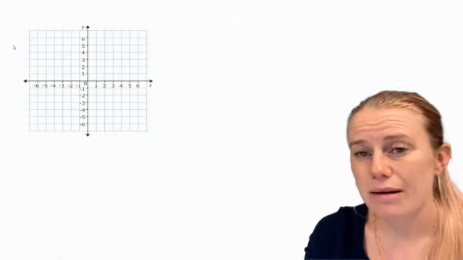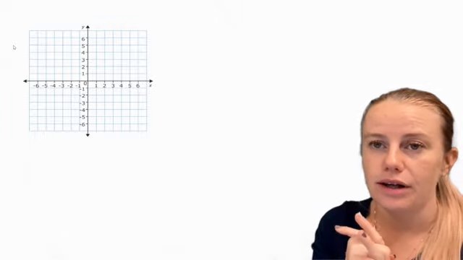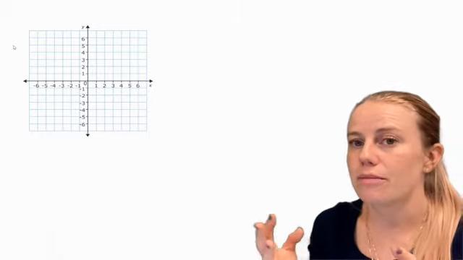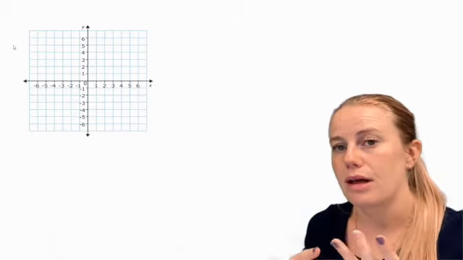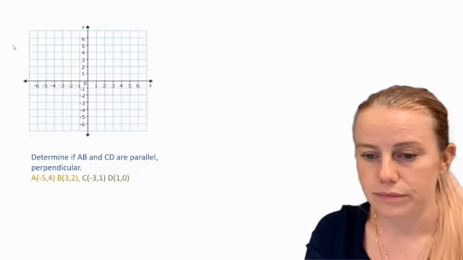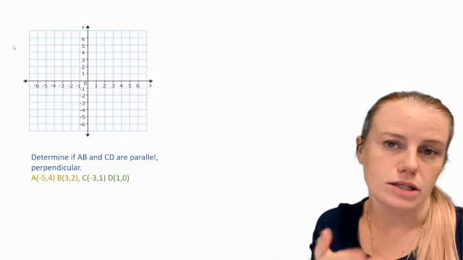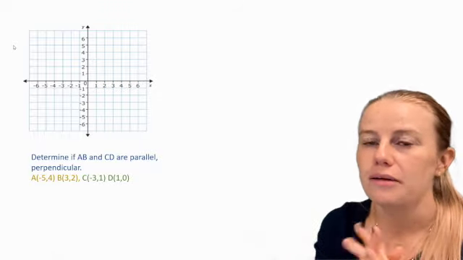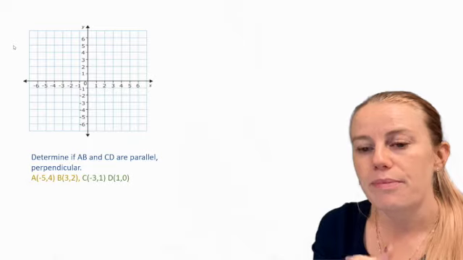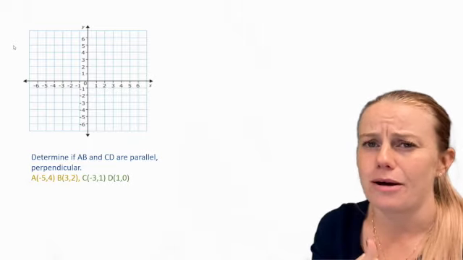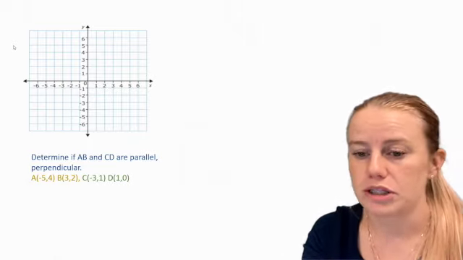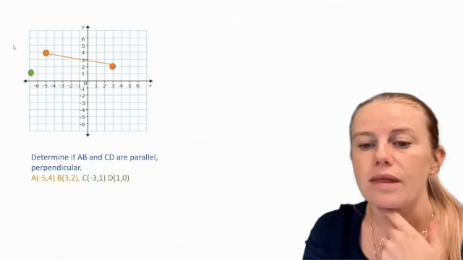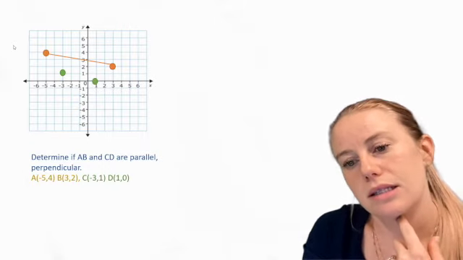So let's look at an example. What you're going to be asked is finding the slope and determining whether the 2 lines are parallel, perpendicular, or neither. So we're going to plot these 4 points, 2 for each line, and figure out their slope and see if they are parallel, perpendicular, or they have no relation. So A is here, B is here, here's our line. C is here, D is here, here's our line.